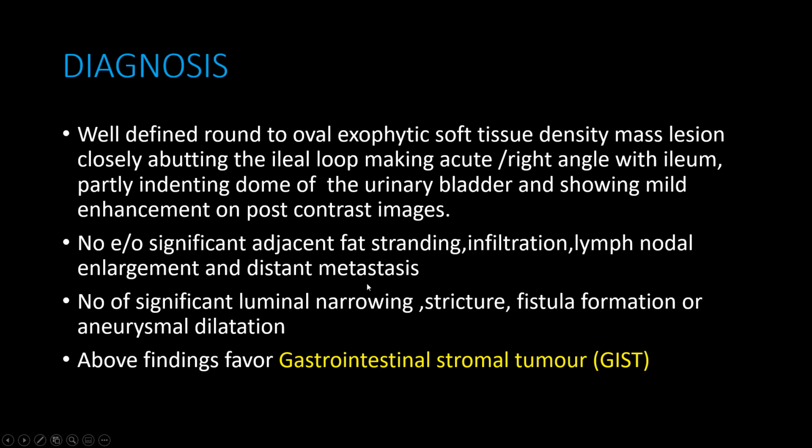So as we have already seen the findings, it's a well-defined round to oval exophytic soft tissue lesion abutting the ileal loop, making acute or right angles with the ileum, partly indenting the dome of the bladder. There is no significant adjacent fat stranding or infiltration. There is no lymph nodal enlargement or distant metastasis. There is no significant luminal narrowing or stricture, or even obstructive features like retrograde dilatation of the bowel loops, no fistula formation or aneurysmal dilatation. So the above findings favor most likely gastrointestinal stromal tumor.